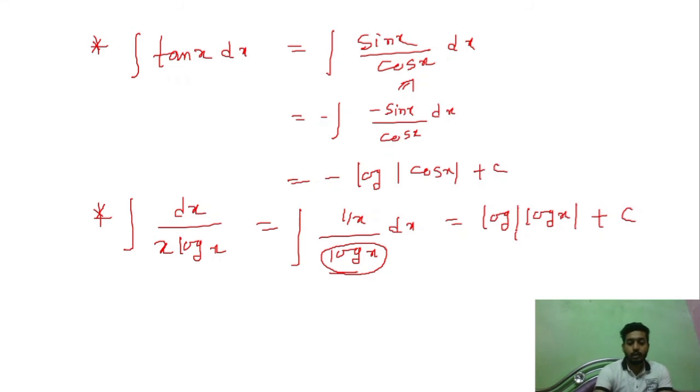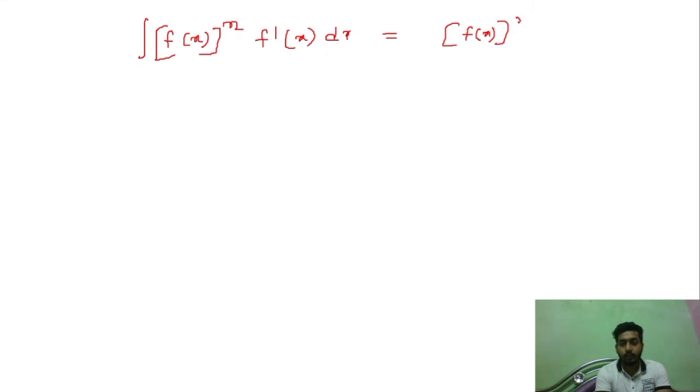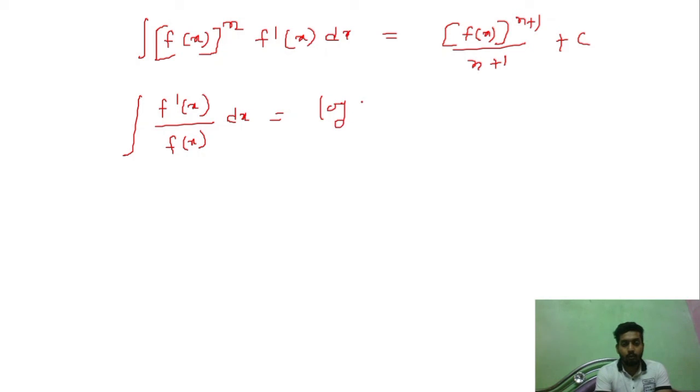So the first formula was integration of fx whole to the power n f dash x dx equals fx whole to the power n plus 1 by n plus 1 plus c, and the second formula is integration of f dash x by fx dx equals log mod fx plus c. Those two formulas we can use to solve this special type of integration easily.